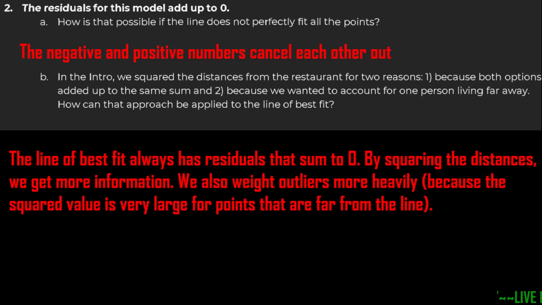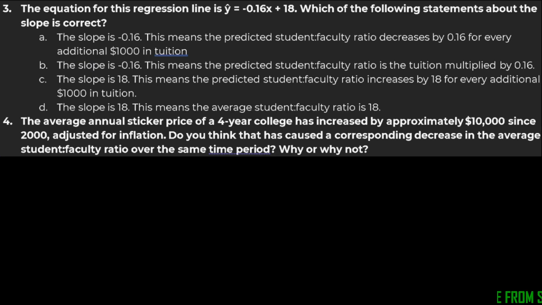Okay. Then moving on to number 3. It gives you some options there, but it says the equation for this regression line is y hat equals negative 0.16x plus 18. Which of the following statements about the slope is correct? And we're going to say it's actually that first one.